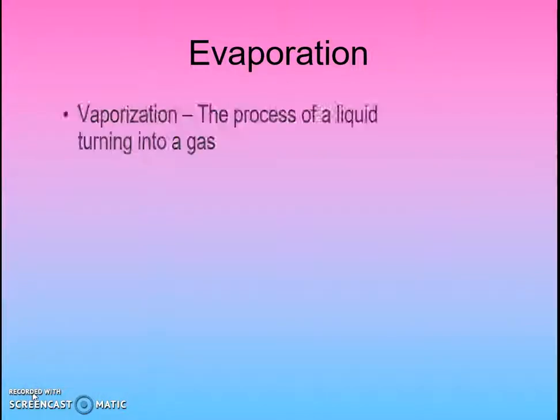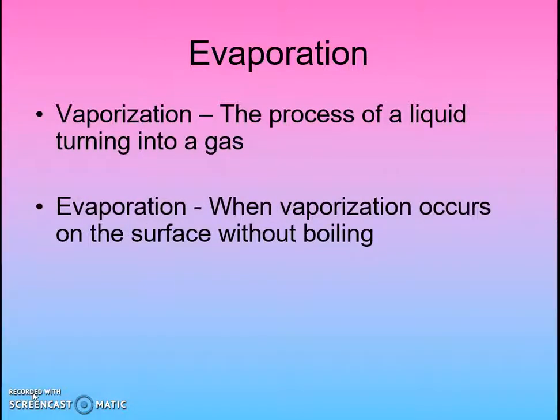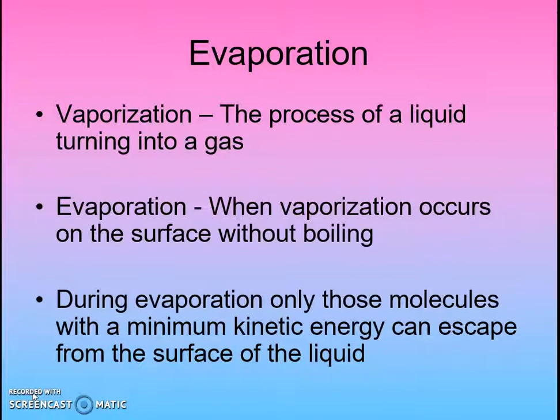So evaporation is a vaporization process. Vaporization is in general when a liquid goes to a gas. There's two ways that this happens. Again, evaporation is the first one. It's when the particles on the surface absorb enough energy that they are able to jump off and escape and turn into gases because of how violently they're moving, but it doesn't get to a boil. And during evaporation, only those particles that have the greatest amount of kinetic energy, enough to escape and jump off from the liquid, will turn to a gas, unlike in boiling, which happens all throughout. Evaporation is only on the surface.